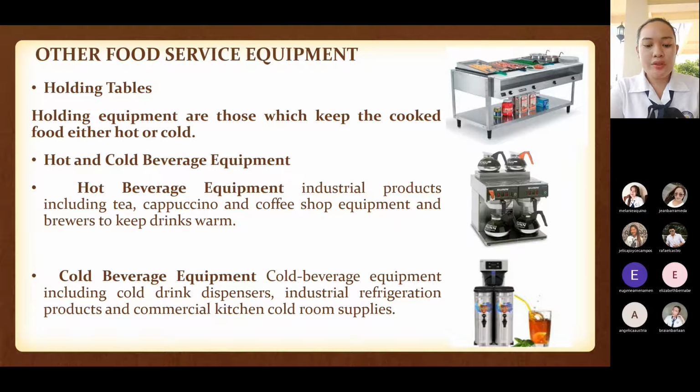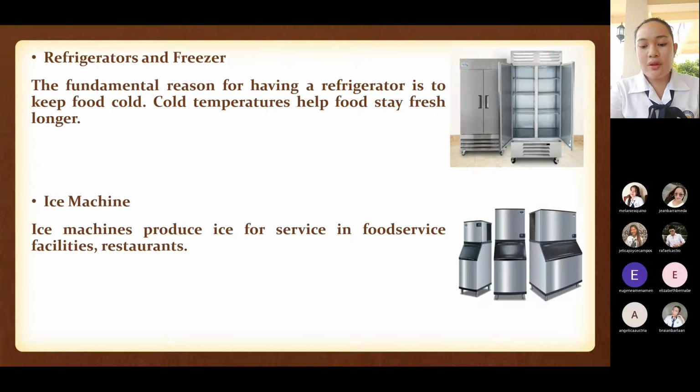For cold beverages, equipment dispensers are known as a must in a variety of restaurants. Refrigerators and freezers. The basic idea behind refrigeration is to slow down the activity of bacteria so that it takes longer for the bacteria to spoil the food. Ice machine. This may refer to another consumer device for making ice.